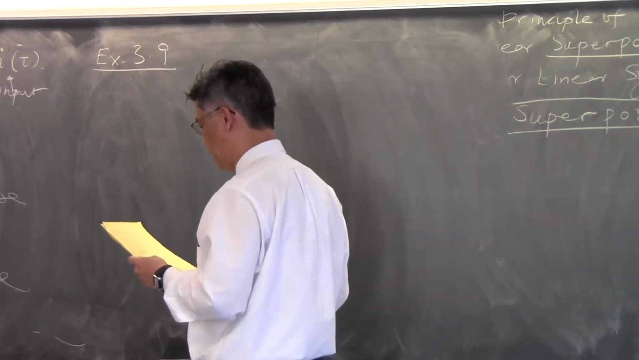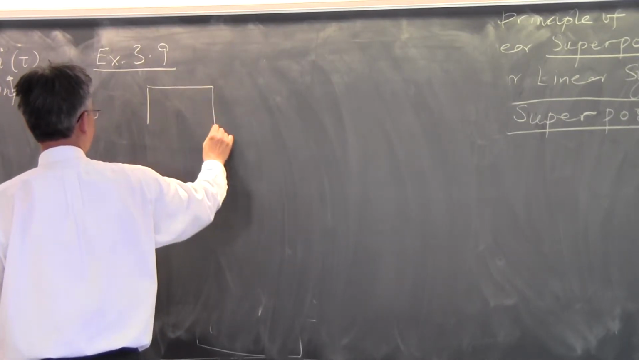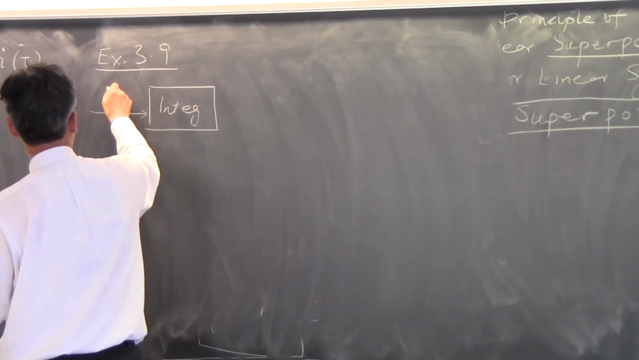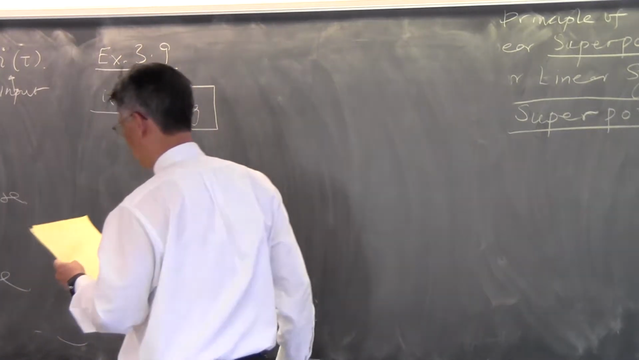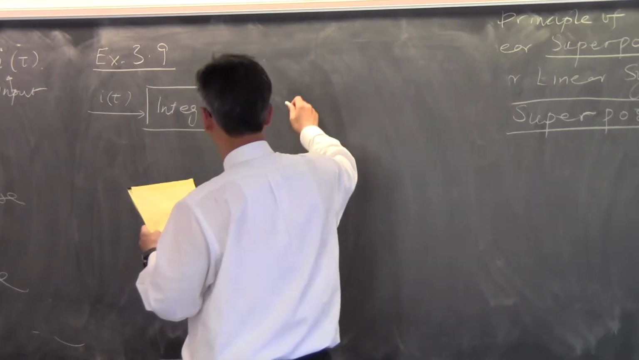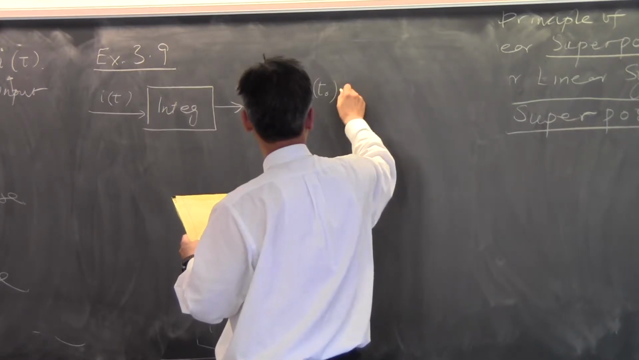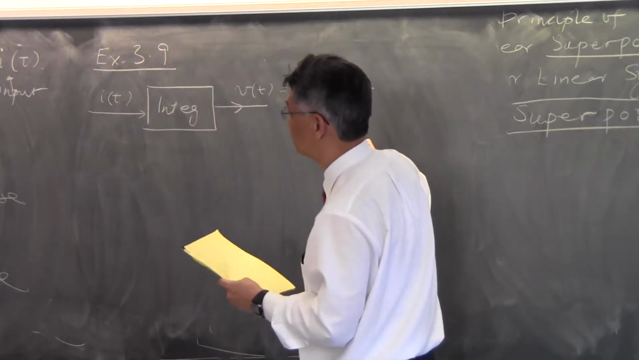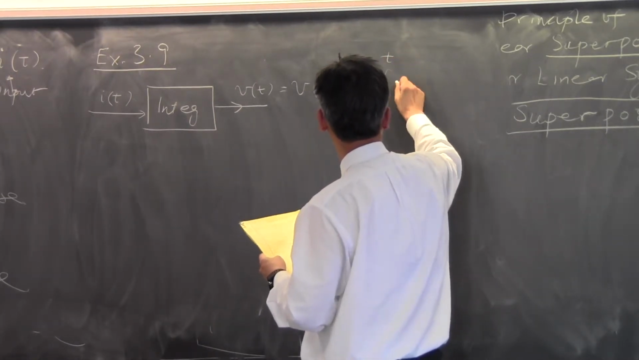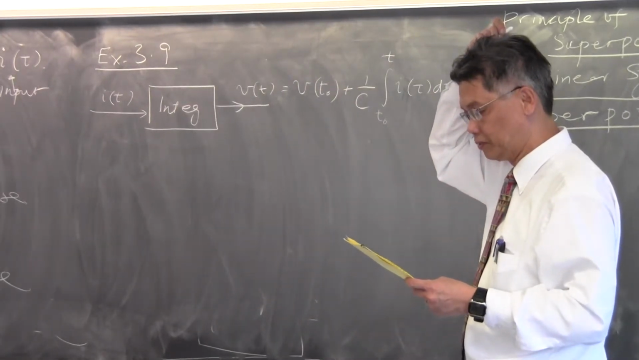In example 3.9, we have a system with an integrator, very much like what you have over there. The input is i(t), and the output is v(t). You can see that v(t) is v(t0) as I have written over there, plus an integral. The textbook did not use 1 over C; I just put 1 over C because I did not set C to be 1. The textbook just used C being 1.